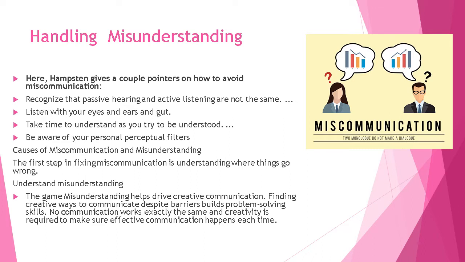Causes of miscommunication and misunderstanding. The first step in fixing miscommunication is understanding where things go wrong. For it, you can play a game where something is spoken to the first student, and then it is passed on throughout the class, and when it comes to the last student, it is something else. The things get changed. So this is the misunderstanding.